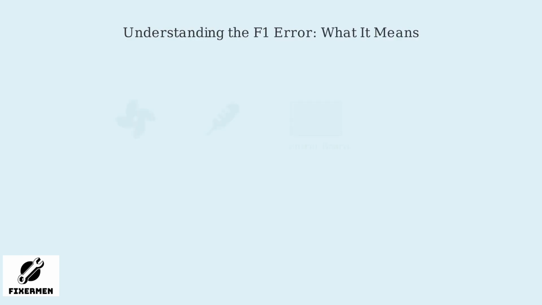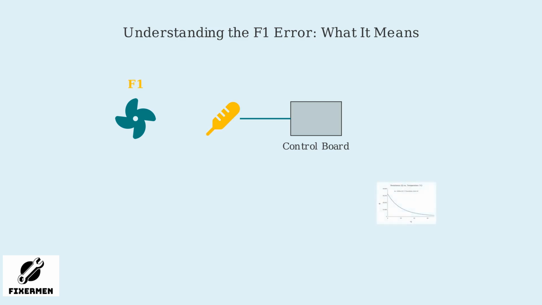The F1 error code on your Carrier window AC indicates a room temperature sensor failure. This sensor, known as a thermistor, plays a crucial role in measuring the ambient air temperature in the room. The thermistor communicates this temperature data to the AC's control board, which uses it to make decisions about when and how much cooling is needed. Without accurate temperature readings, the system cannot regulate properly. When the sensor malfunctions, the AC displays the F1 error and may shut down or operate inefficiently to prevent damage.